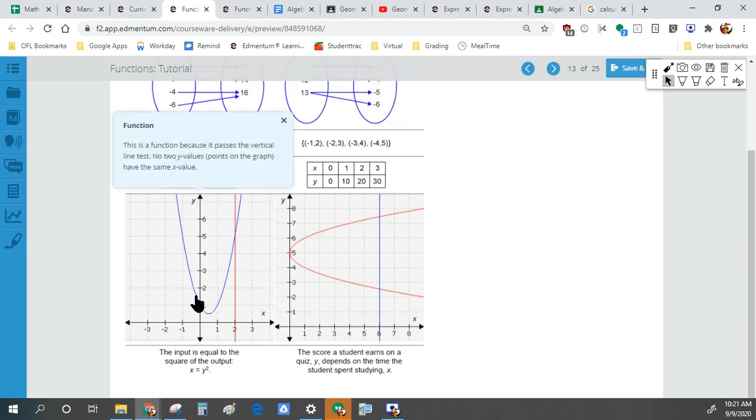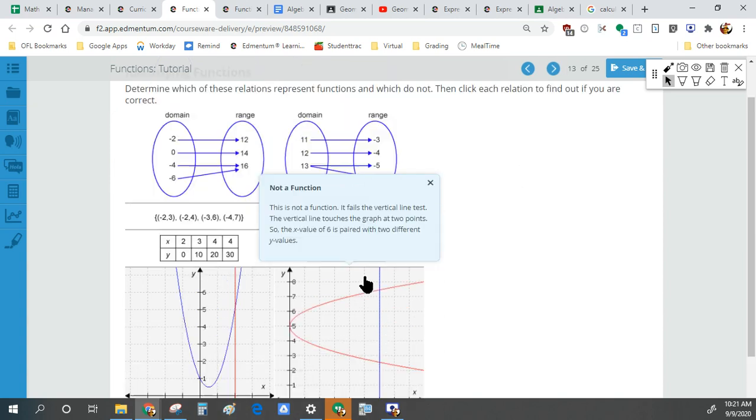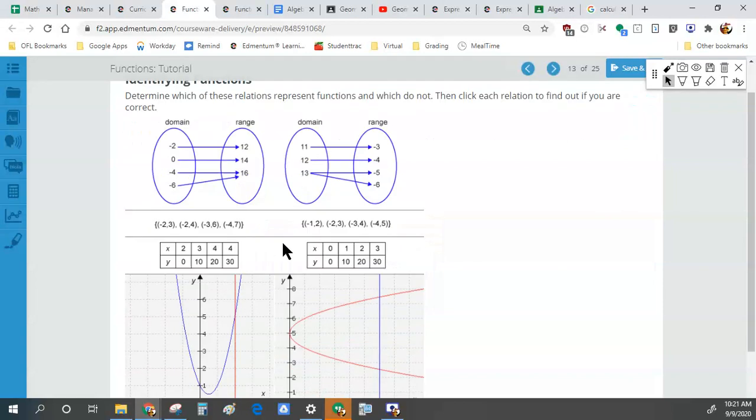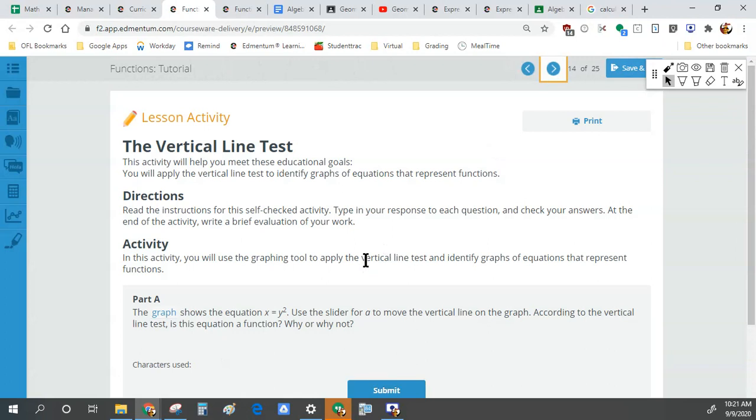This one is a function because it passes the vertical line test. Not a function because it fails the vertical line test. So just a tip there: this is probably going to be a big part of your mastery test, identifying functions.